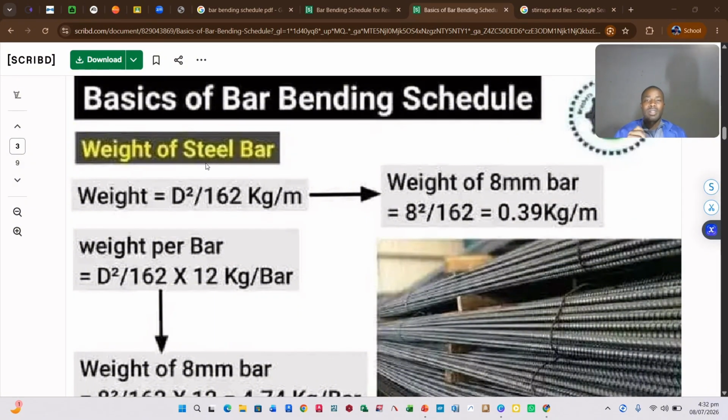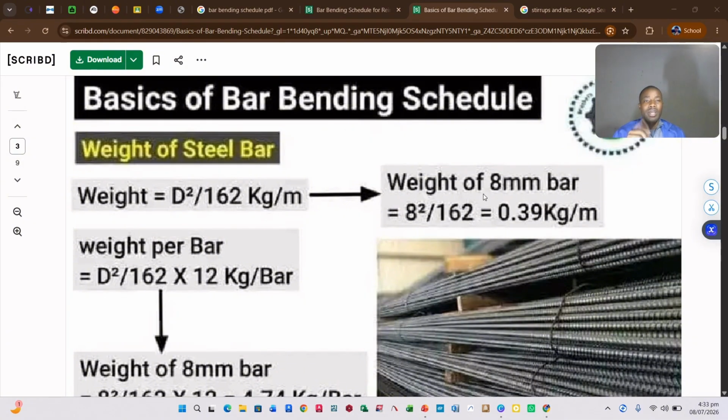Now, calculating the weight of our steel. What is the weight of the steel per meter? The formula for calculating weight of steel is very important. Remember, on our bar bending schedule, we must have weight stipulated per meter, then the total meters and total weight. The weight of the bar per meter is given by D squared over 162. The units are kg per meter. Remember, it's per meter.